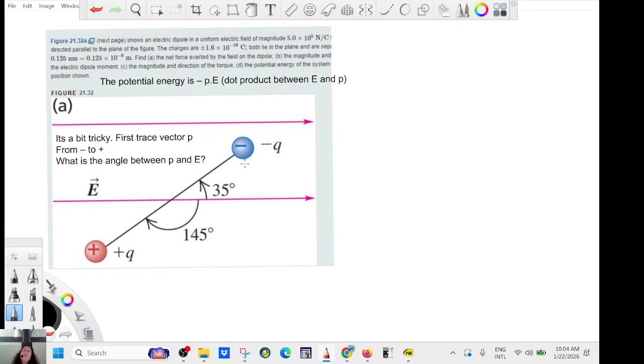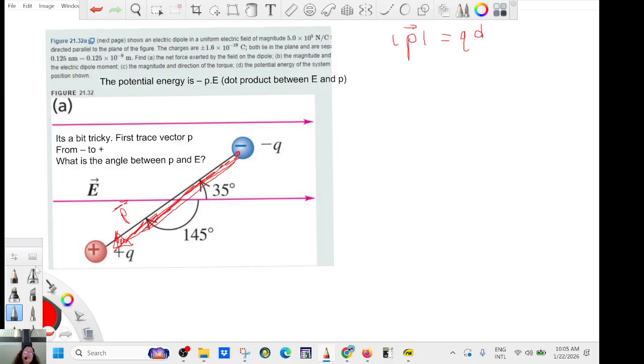Okay, let's try to do this one. So you have a dipole inside an electric field. So the first thing, and there is a problem like this for test number 1, the first thing you want to do is to draw P, the dipole moment. And the magnitude is Q times the distance between them. But it goes from minus to plus. Okay. So that will be your P here. So this is P and this is E.